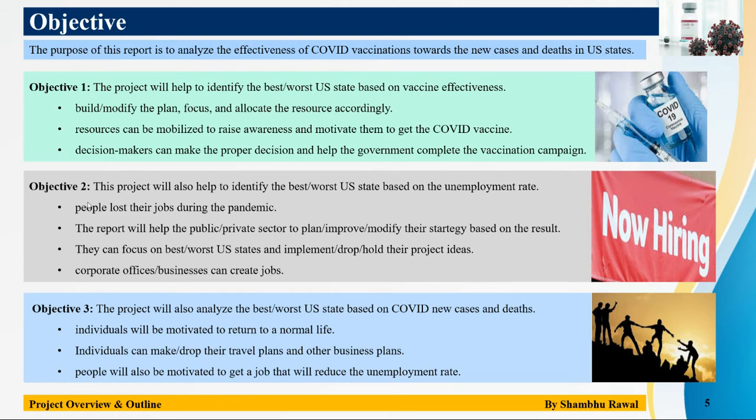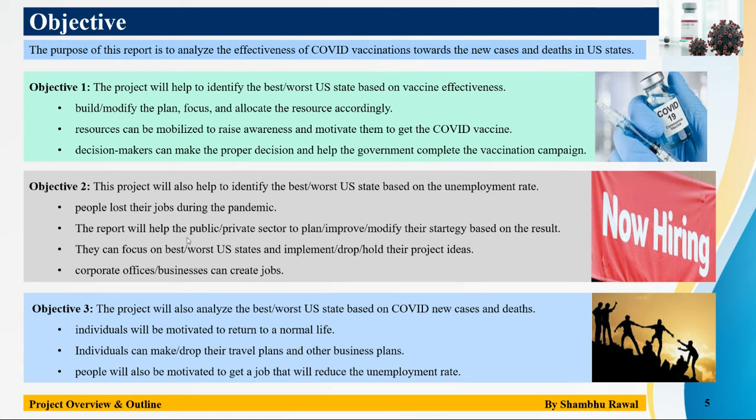Another objective of this project is to identify the best and worst US states based on unemployment rate. The US state unemployment rate is also directly impacted by COVID. The main goal of this project is to predict the new COVID cases and deaths relative to vaccination numbers. The project will also help predict the US state unemployment rate. People lost their jobs during the pandemic.